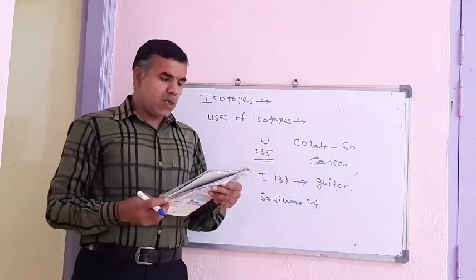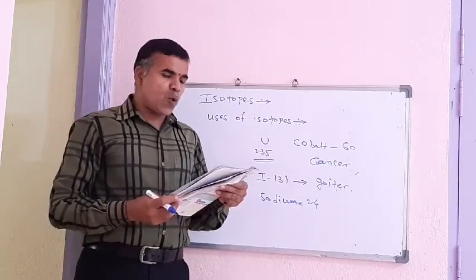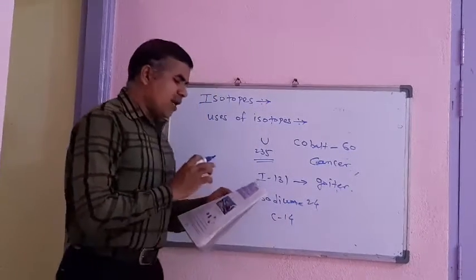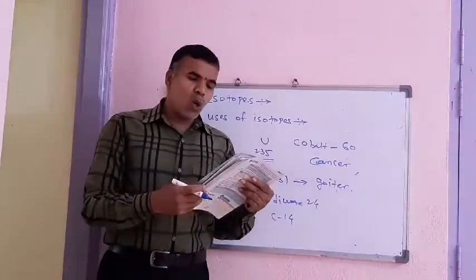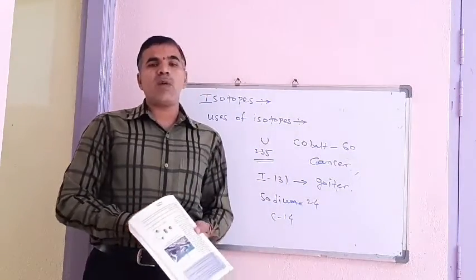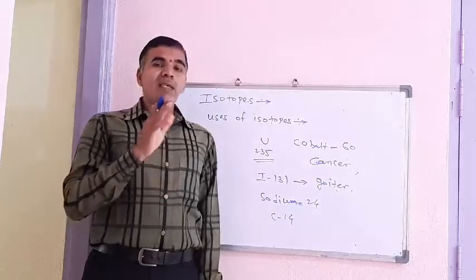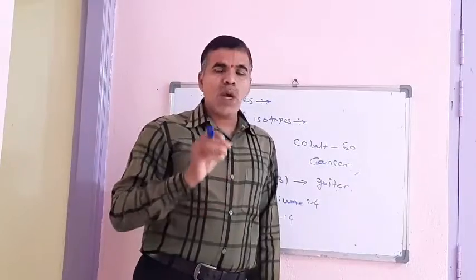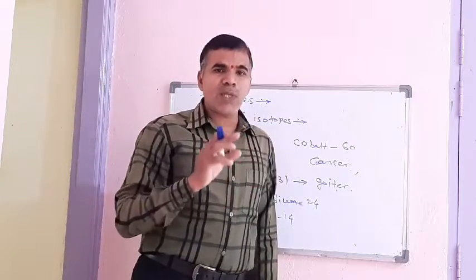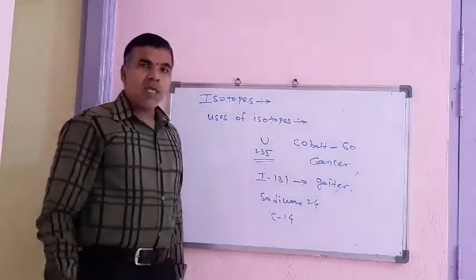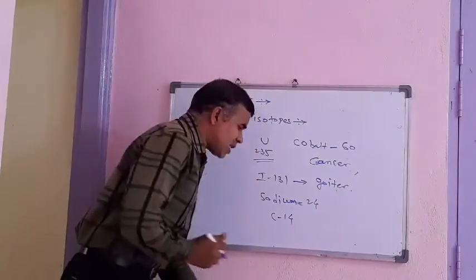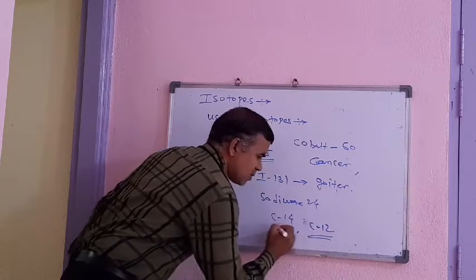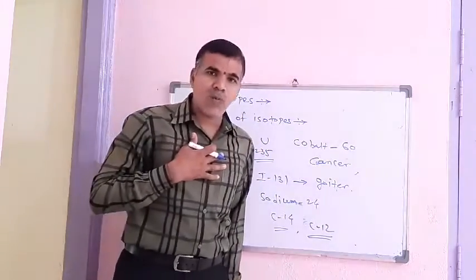And number 5, the radioactive isotope C14 is used in determining the age of archaeological objects. Archaeological objects are for finding the ancient objects which are present inside the earth. We have to find the age of these objects with the help of C14. C12 and C14, look at this. These are the carbon isotopes which are present in a human body.